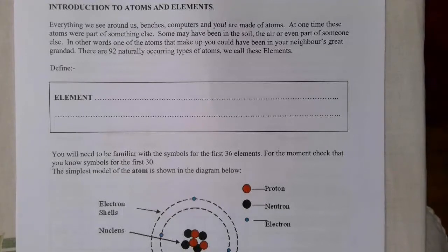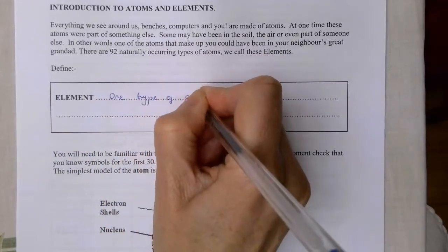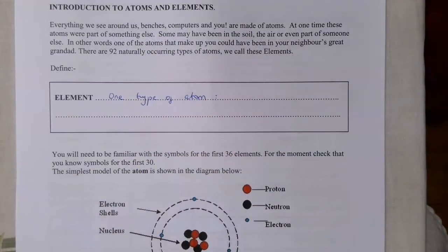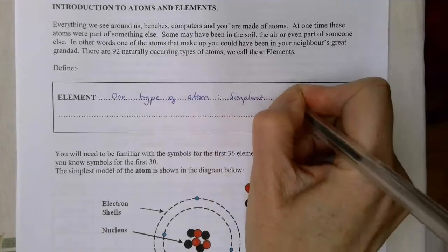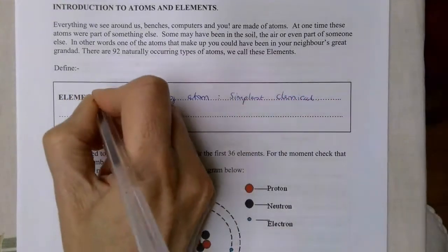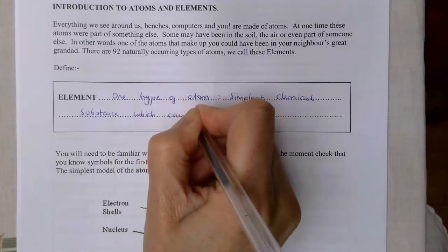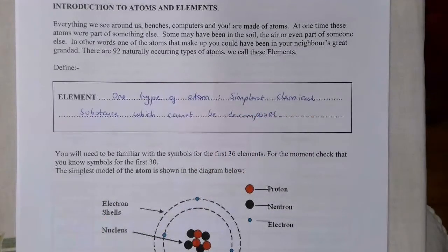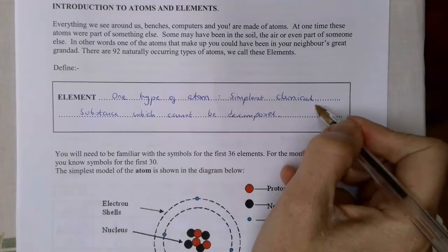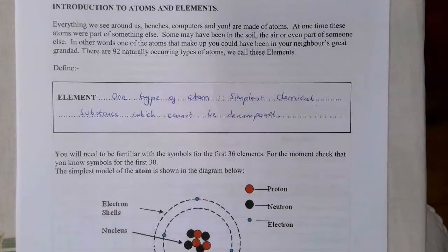So one of the simplest ways of thinking about an element is that it is one type of atom. It's one easy way to think of an element. Another way of thinking about it is it's the simplest chemical substance which cannot be decomposed by either chemical means or via electricity. So you can't break it down into anything which is chemically simpler, and it only contains this one type of atom. As we said in the previous video, you need to know the symbols for the first 30.